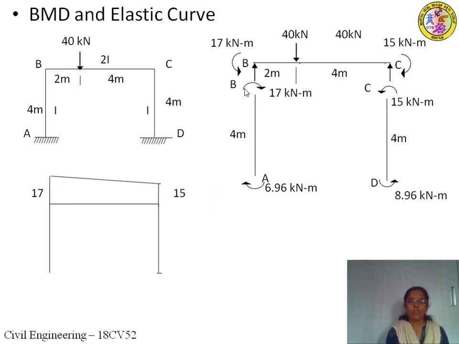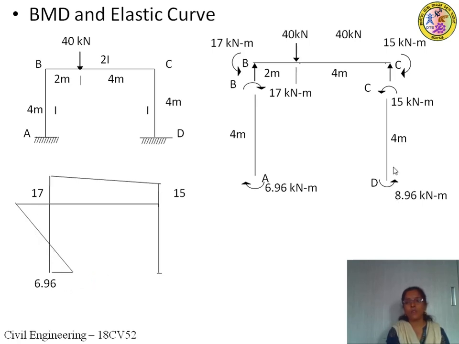Next we will draw it for the vertical member. Here at end A, the thumb is moving towards the right side of end A, therefore mark it towards the right side of end A. Next at B, the thumb is moving towards the left side of end B, so outwards. Therefore mark it towards the left side of end B for 17 kilonewton meter. Now join these two points. This is the support moment diagram for the AB member.